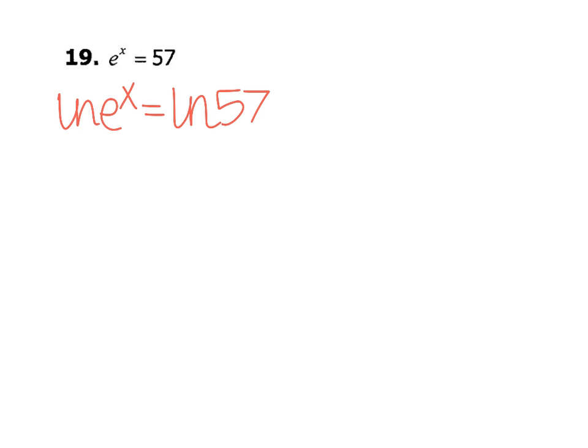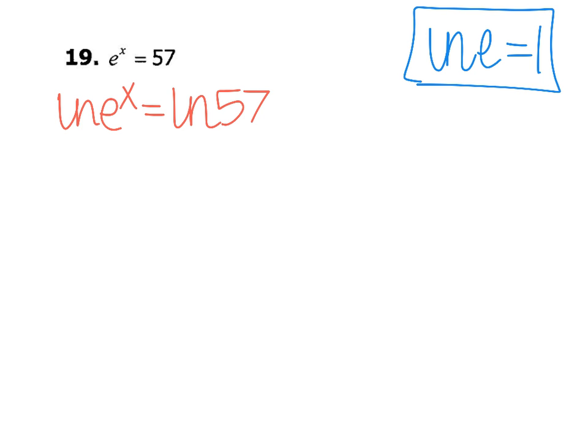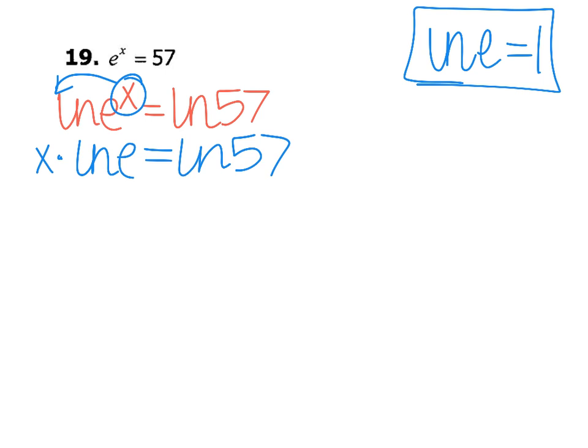Now, something that you should write down and you need to remember is that anytime you have ln of e, this equals 1. Because ln base e of e, anytime you have something that says ln of e, it's always going to equal 1. So if we were to use the power rule and bring this x down, we would be saying x times ln of e equals ln of 57. All right, if you were to plug ln of e in your calculator, you would get 1.